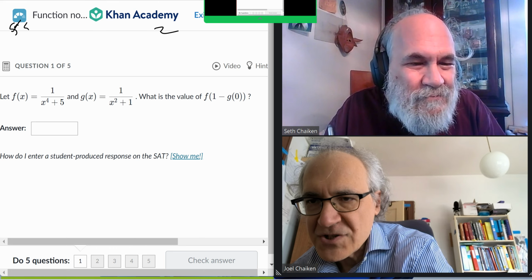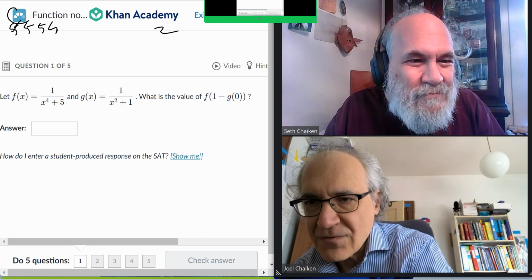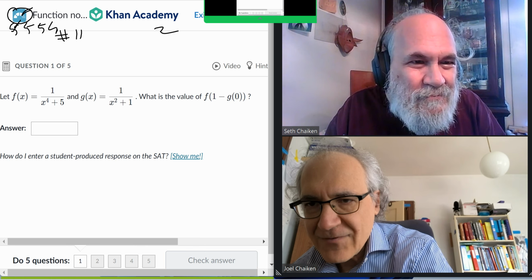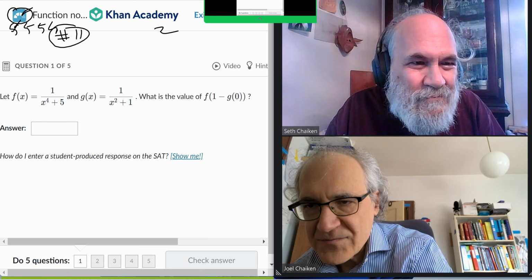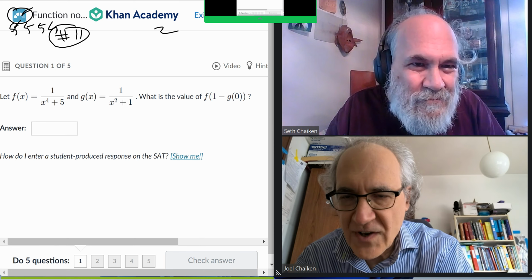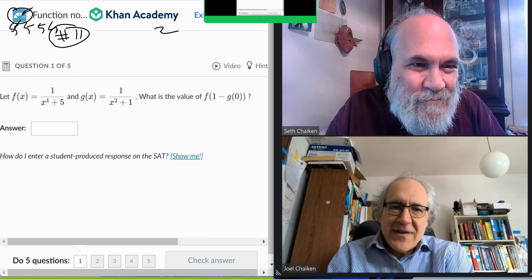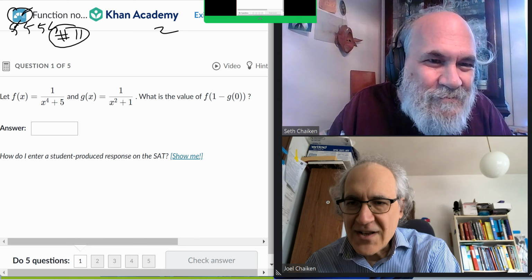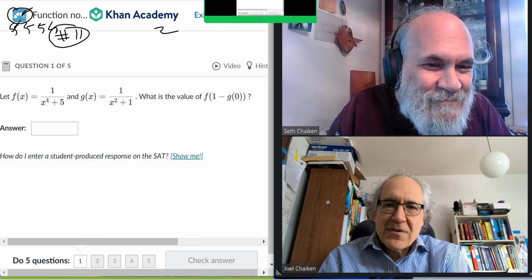Khan Academy gives you different levels. There are 5 questions in each level. Do you see that there are 4 levels here? So this would be really question number 11 of 20 questions. So this is in the middle level of this unit called function notation. Of course, when you're on the test, you're not told what unit you're in, obviously. So here it is. Give it a shot and then pause it, and we'll come back to it.